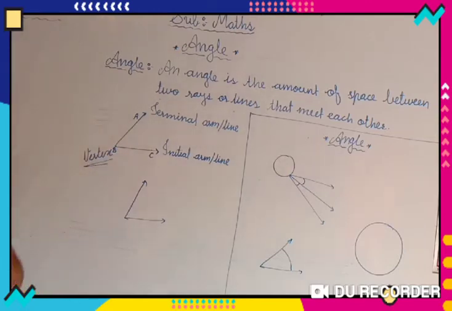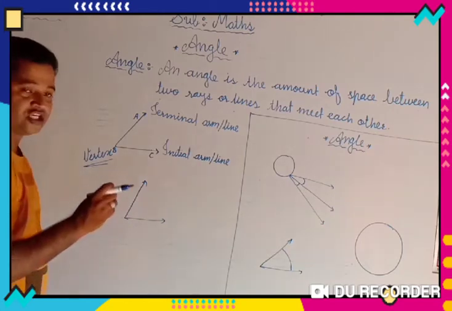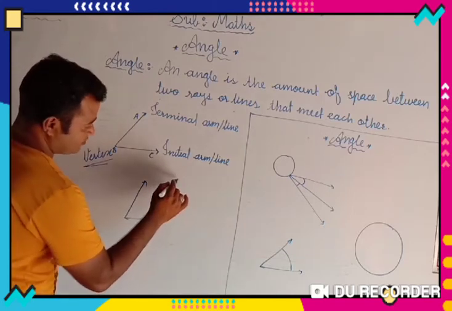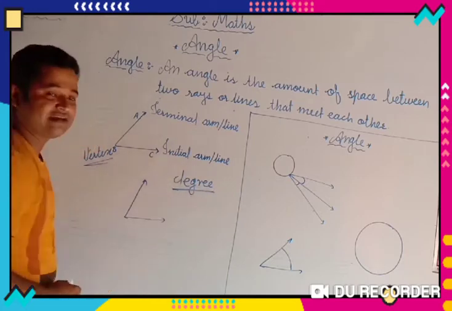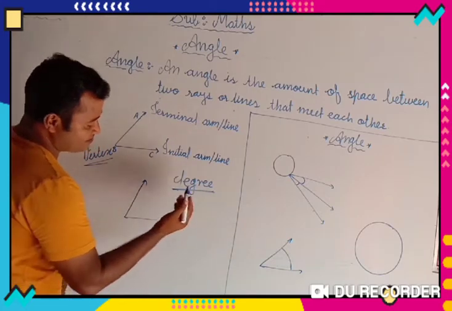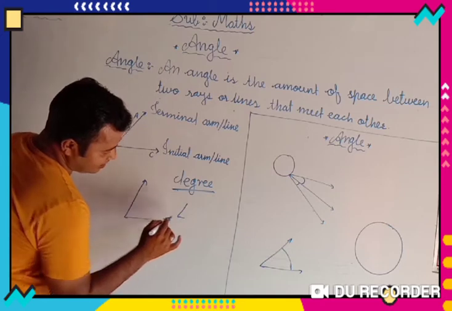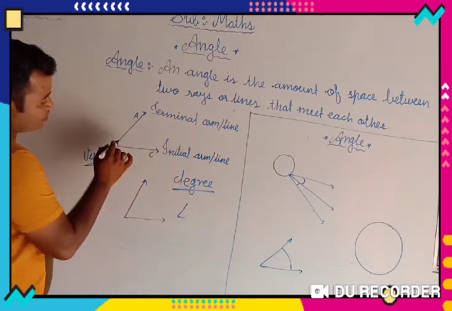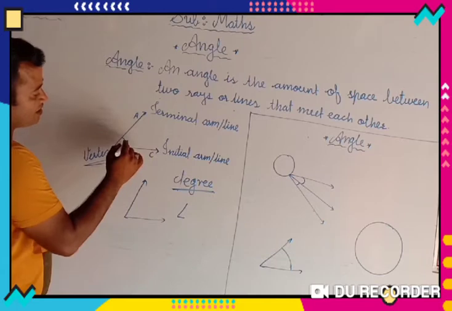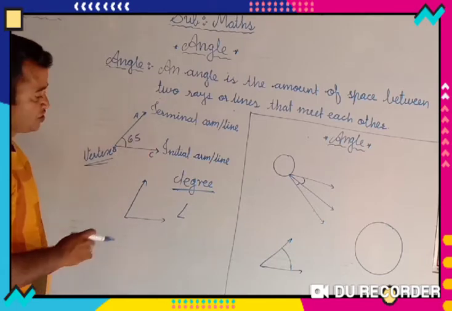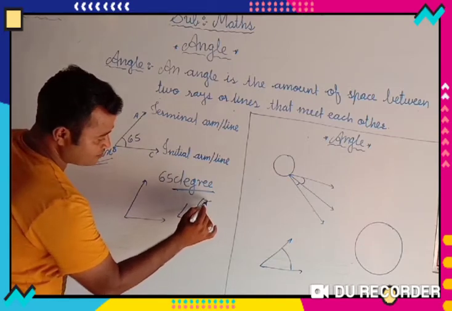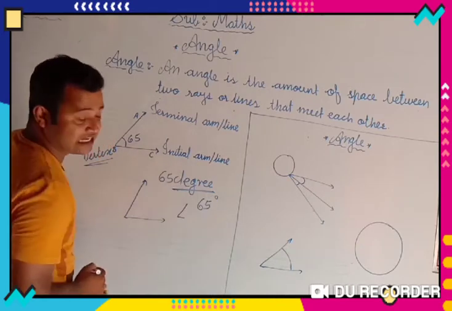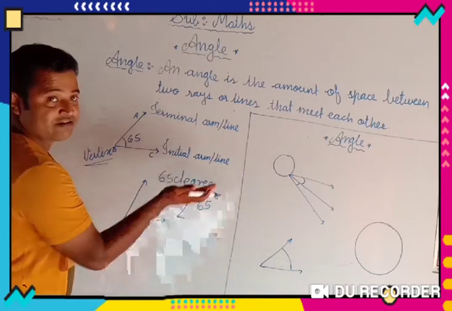Now my dear students, we have to understand that the unit of measuring angle is degree. DEGREE. We measure angle in degrees, and while writing, this is the symbol of degree. For example, if I talk about this angle, it is almost, you can take it, 65 degrees. So this 65 degree angle, I write it with the degree symbol, a small zero which is above the number.